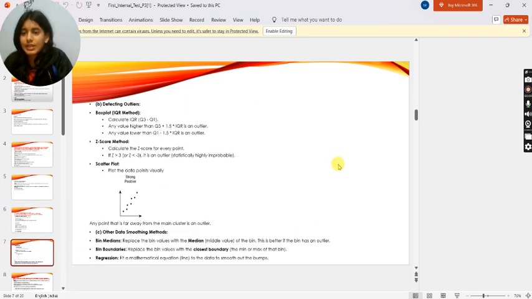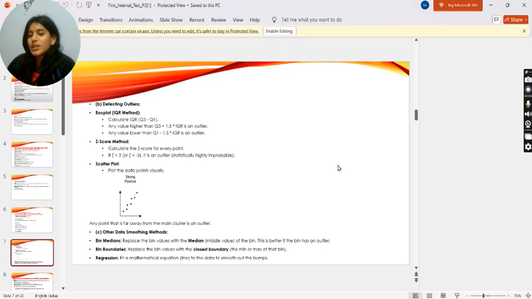Now detecting the outliers by the box plot IQR method. Calculate IQR, Q3 minus Q1. Any value higher than Q3 plus 1.5 times IQR is an outlier. Any value lower than Q1 minus 1.5 times IQR is an outlier. Z-score method: calculate the Z-score for every point. If Z-score is greater than 3 or smaller than -3, it is an outlier, statistically highly improbable.